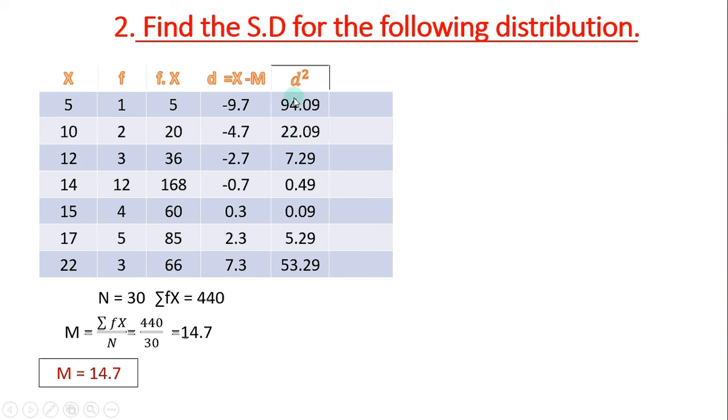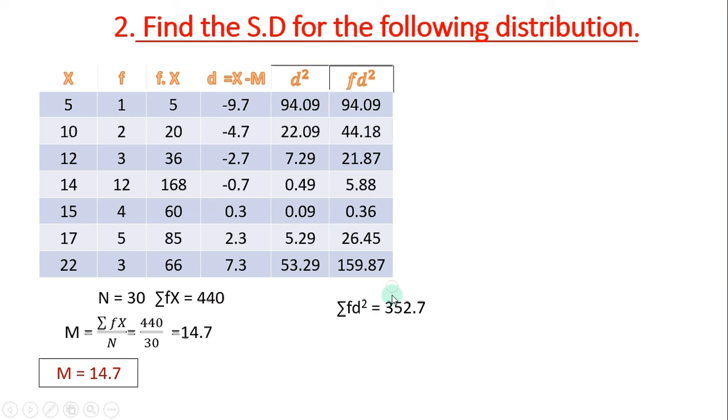After d square, we want fd square. Multiply f and d square. Here f is 1 and d square is 94.09, so we get 94.09. Like that, multiply all f and d square and we get these values. Now we want sigma fd square. Adding all fd square, we get summation fd square is equal to 352.7.